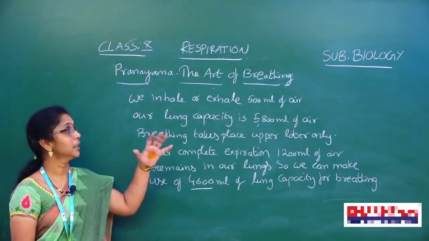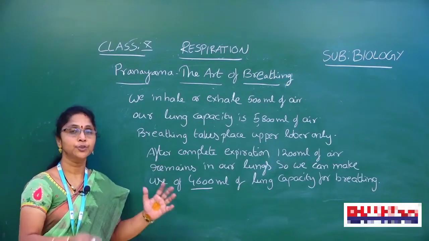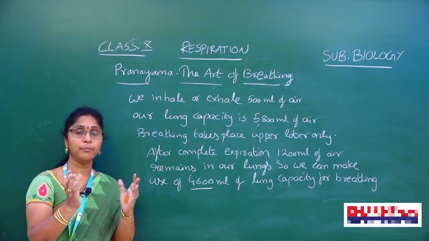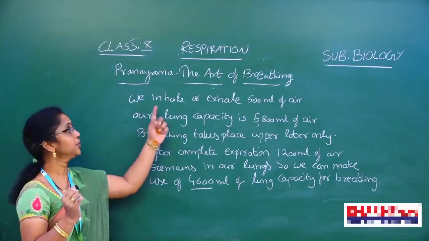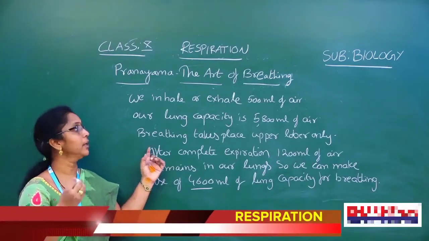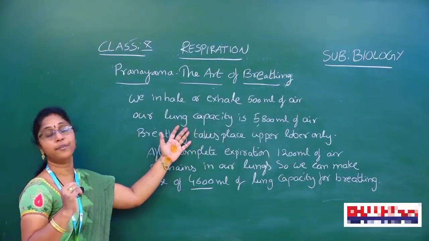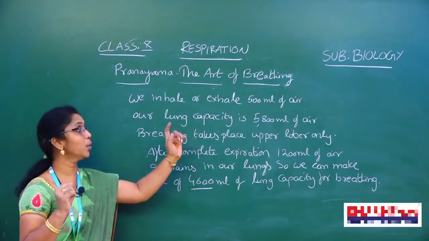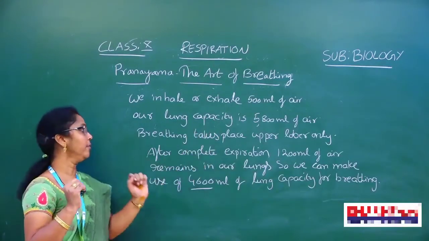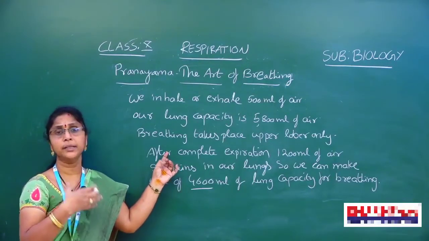See here, human beings have the capacity to control our breath, and everything is controlled by human beings. See, children, the lungs have lobes. When we are breathing, we inhale or exhale 500 ml of air. Our lung capacity, we already know, is 5800 ml of air. The breathing takes place only in the upper lobes.